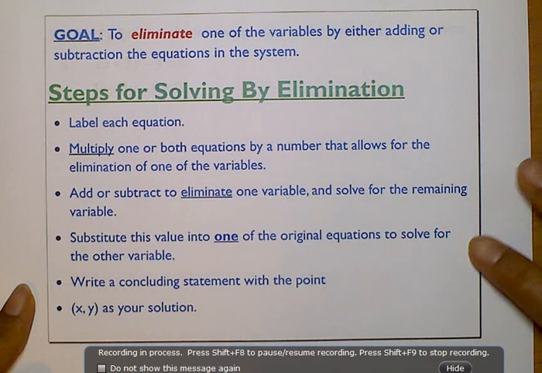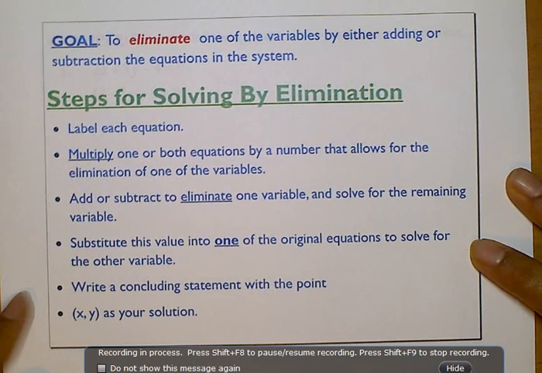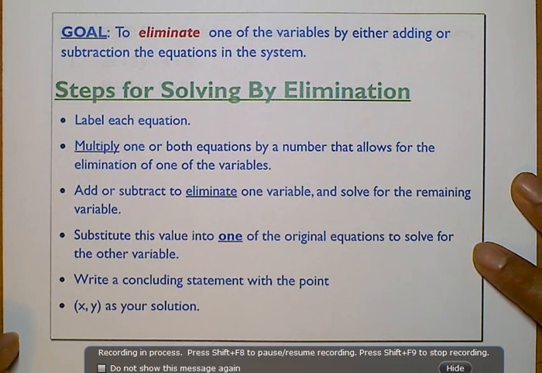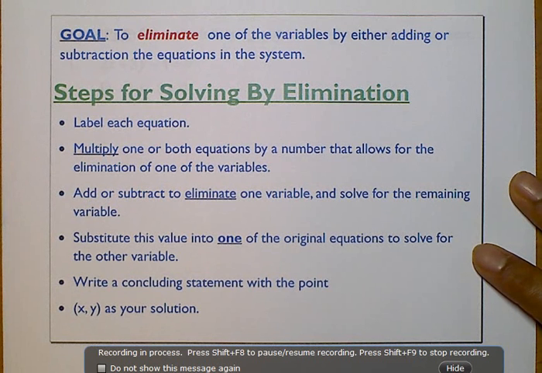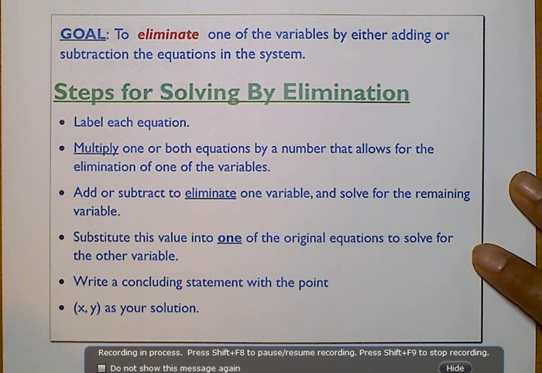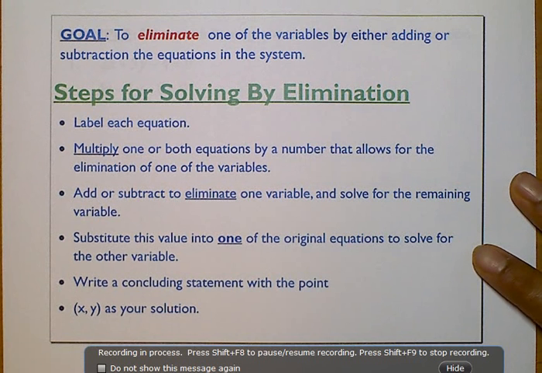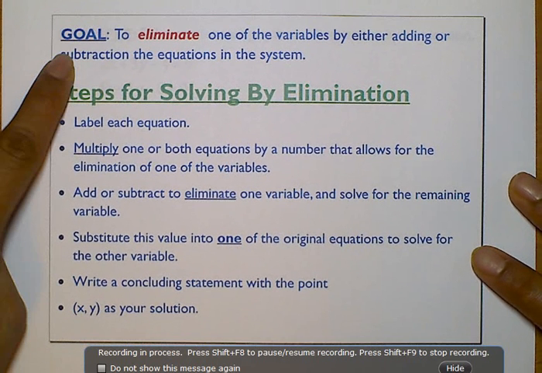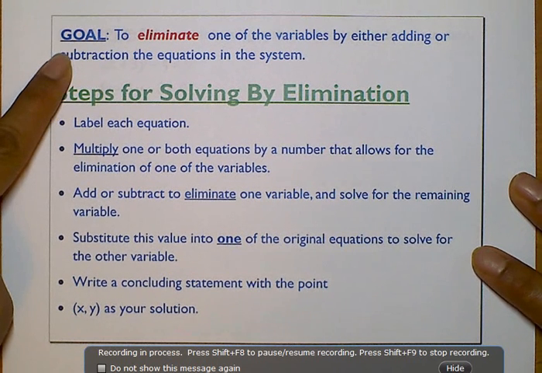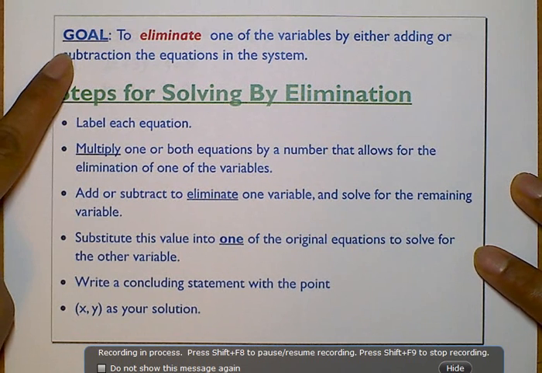Hi, so the third method in solving a linear system is solving by elimination, and this is also an algebraic method, slightly different from substitution, but it will give you an algebraic solution. Whereas in graphing, sometimes you don't get an accurate solution, in substitution and elimination, since they're algebraic methods, you will get an accurate solution. The goal here is to eliminate one of the variables by either adding or subtracting equations in the system.